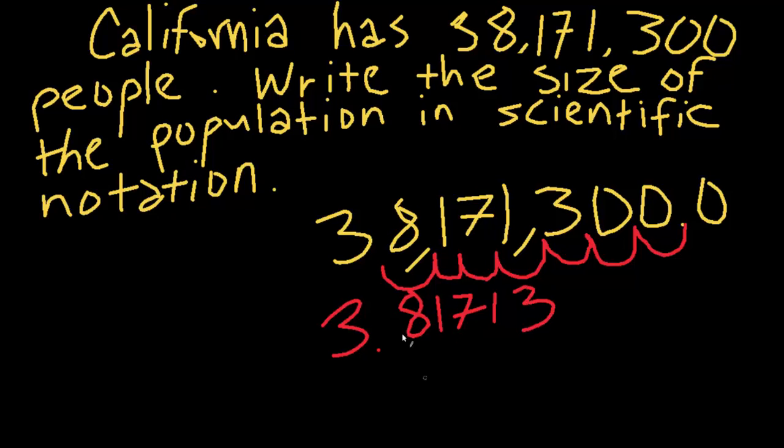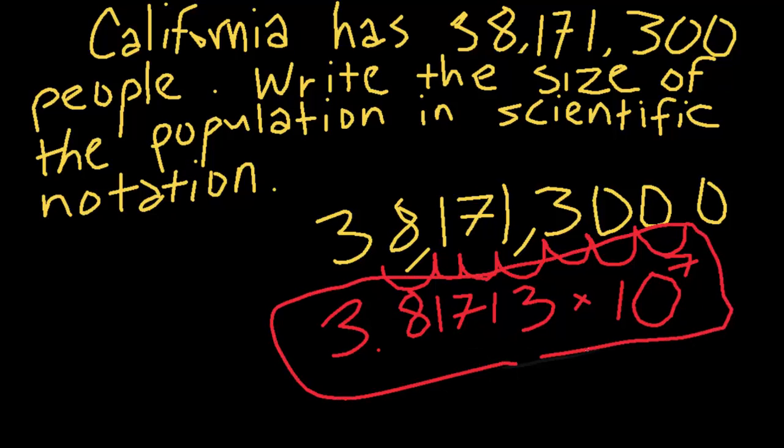Okay, guys, so if we multiplied that times 10 to how many did we say? 7. Right? Our exponent is 7, and that's how many spaces we moved the decimal back. Okay, guys, and wow, just like that, there you have it. It's written in scientific notation right here.